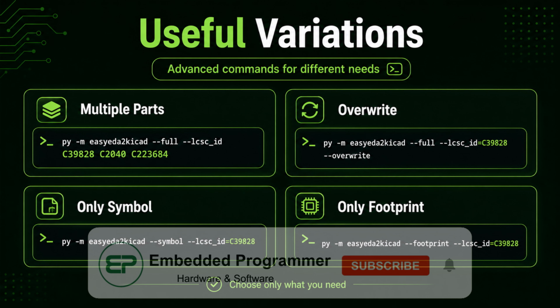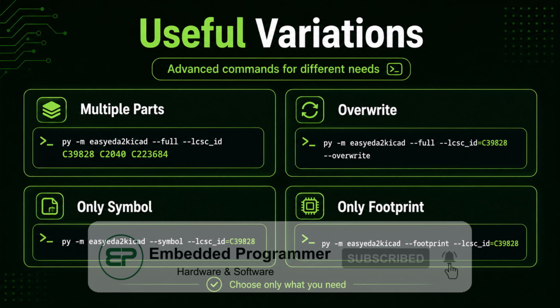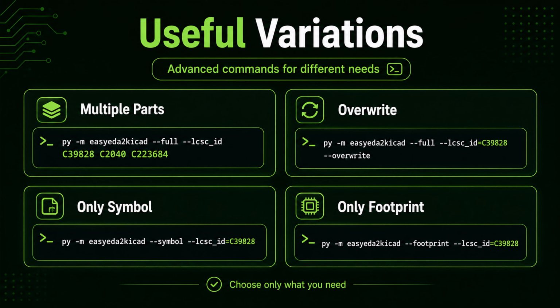The converter also provides options for more specific workflows. Several LCSC identifiers can be supplied when multiple components must be imported into the same library. The overwrite option can replace an existing converted component when updating its data. The symbol option downloads only the schematic symbol, while the footprint option generates only the PCB footprint. These variations reduce unnecessary files when the complete package is not required. However, the full option is usually the easiest choice for a new component, because it attempts to create the complete symbol, footprint, and 3D model set. Use overwrite carefully, especially when you have manually corrected an existing library item, because those modifications may be replaced.